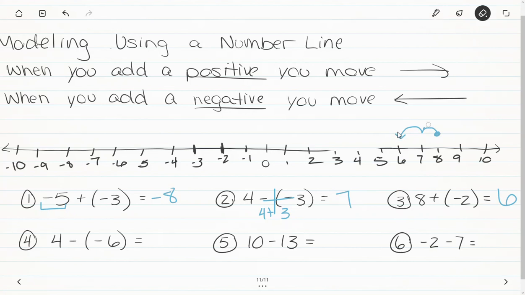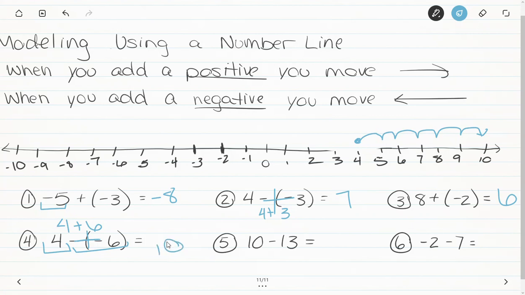All right, for number 4. Number 4, you're starting at 4 because the first term is 4. And then I have this minus negative 6. Minus negative, or opposite of negative, is positive. So this is really 4 plus 6. Well, I know how to do that. That's what I've been doing since elementary school. 4 and then I add 6. 1, 2, 3, 4, 5, 6. So I end at 10. So for this one, the answer is positive 10.